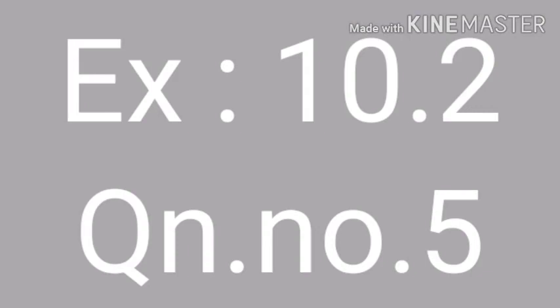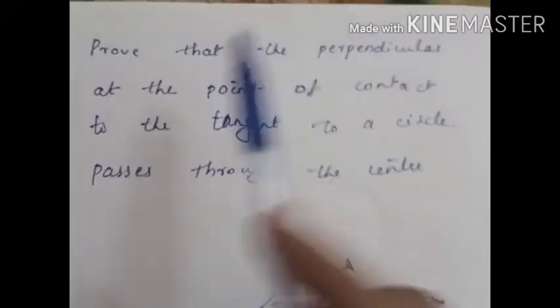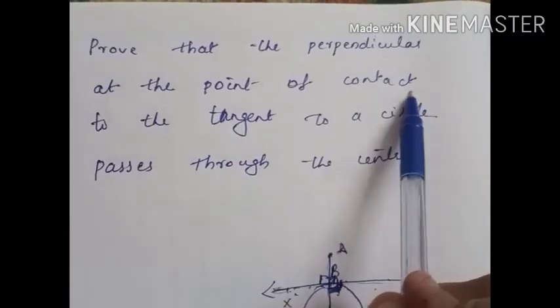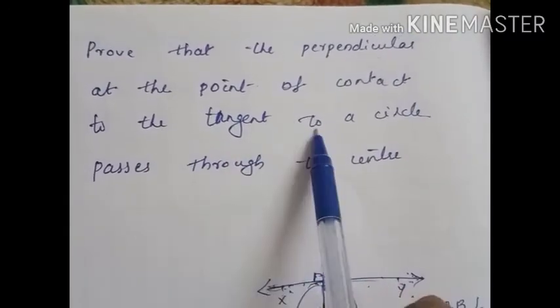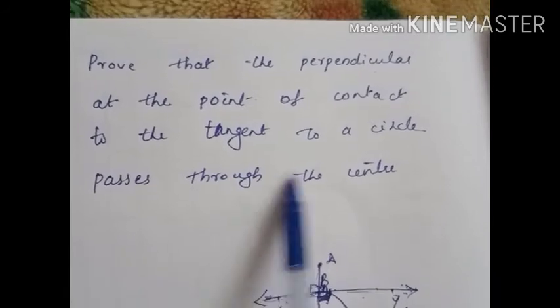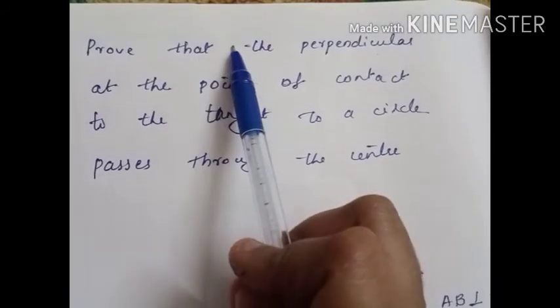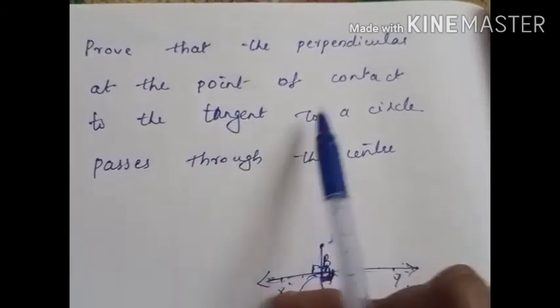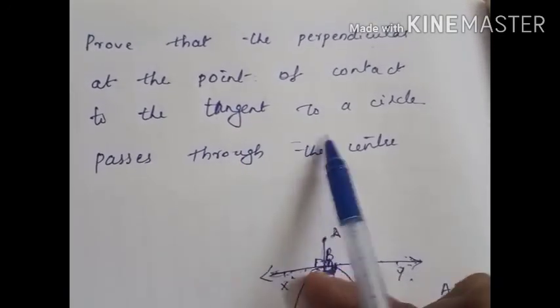Now exercise 10.2, question number 5. Prove that the perpendicular at the point of contact to the tangent to a circle passes through the center.